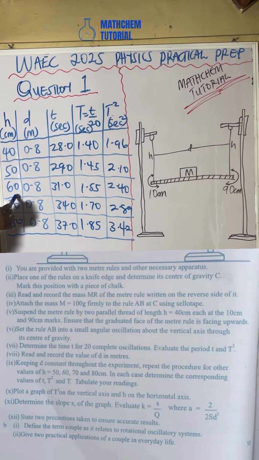These values 40, 50, 60, 70, 80 in centimeter go on the horizontal axis. Horizontal axis is like this. So that is what we are asked to do next. Then after you plot the graph, you are going to determine the slope.